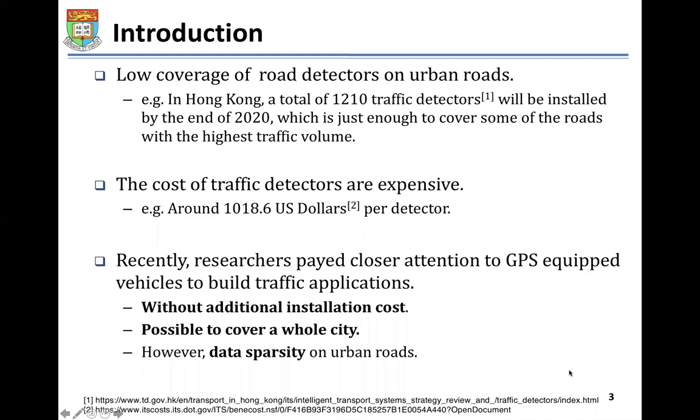Recently, researchers paid closer attention to GPS-equipped vehicles to build traffic applications. It has two main benefits. First, it can be deployed without additional installation cost. Second, it's possible to cover a whole city. However, since many road segments are not covered by any GPS-equipped vehicles in some time windows, it leads to data sparsity on urban roads.